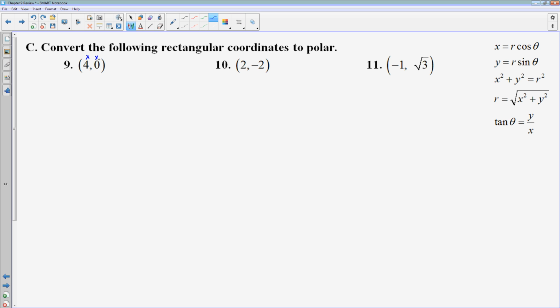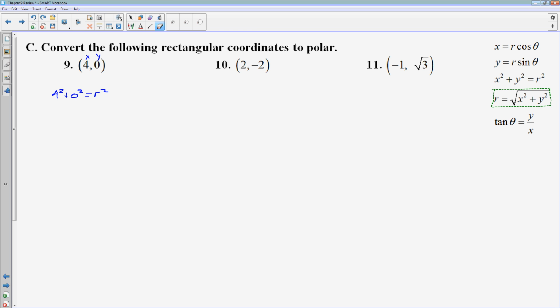So let's look at this one. If x is 4 and y is 0, I'm actually going to start with this formula right here because that's going to tell me my r. So x squared plus y squared equals r squared. So 4 squared plus 0 squared is equal to r squared. You know what? I'm not going to use that one. That would work, but I'm going to take out one step. I need r, not r squared. So actually, let's use this one.